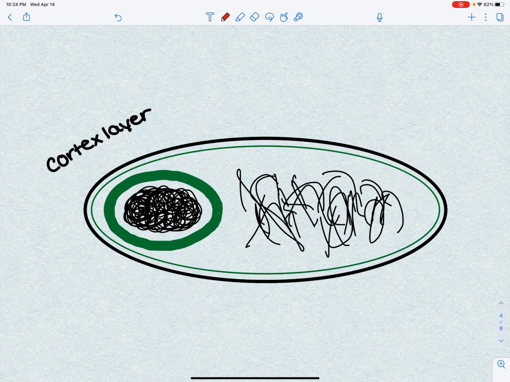So as that chromosome is breaking down on the mother cell side, we're going to see this cortex layer made of peptidoglycan start to form in between the forespore membrane and the mother cell membrane. This cortex layer is going to be super strong and is going to be what helps contribute to the longevity of the spore.